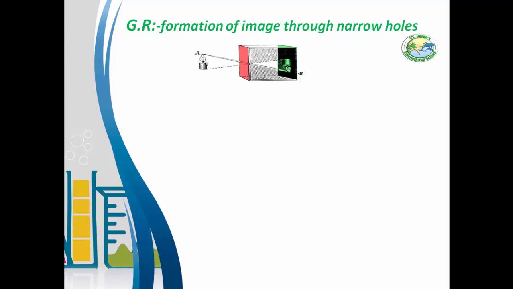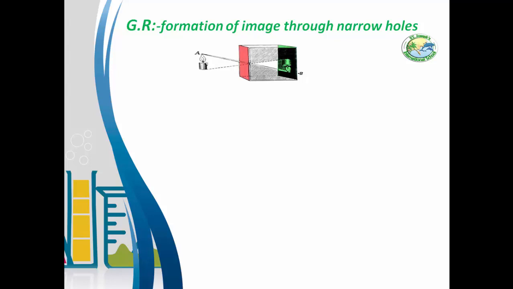We can say it in another form. As a result of the traveling of light in a straight line: number 1, formation of shadow; number 2, formation of image through narrow holes. And this was the first property of light, which is traveling of light in a straight line.